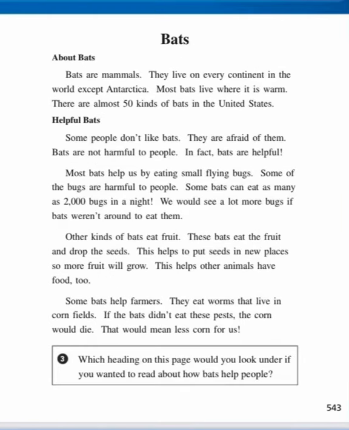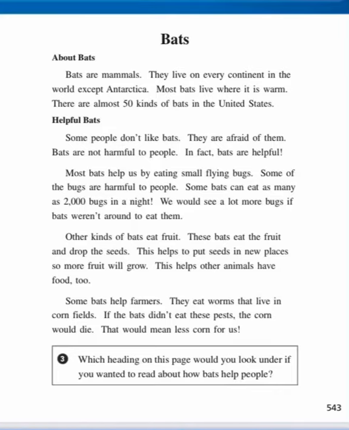Bats. About bats. Bats are mammals. They live on every continent in the world except Antarctica. Most bats live where it is warm. There are almost 50 kinds of bats in the United States. Helpful bats. Some people don't like bats. They are afraid of them. Bats are not harmful to people. In fact, bats are helpful.